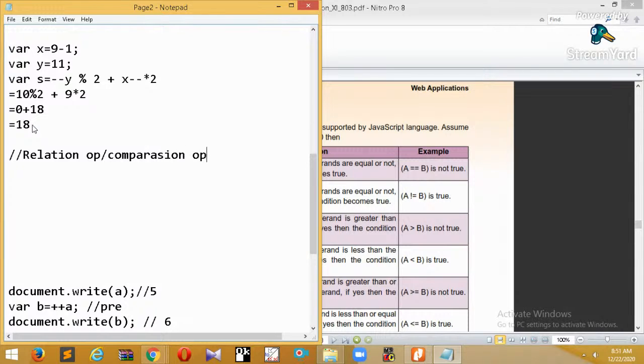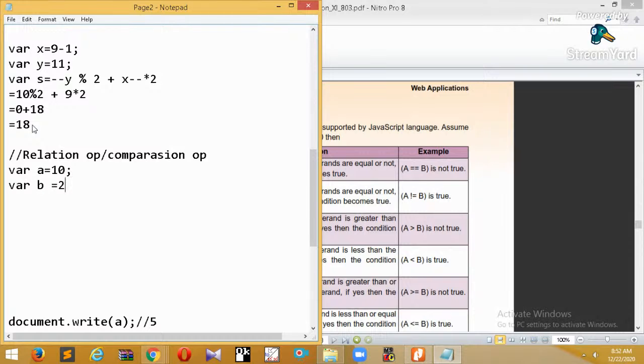Comparison operator. So how does it work? Suppose I have two values, for example, a equal to 10 and b equal to 20. Now I want to check the relation between these two. If I want to check whether two values are equal or not, I write c equal to a double equal to b. Double equal to will check whether these two values are equal or not. So this is called the equal to operator, or simply the equality operator.